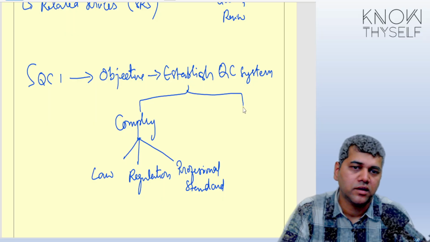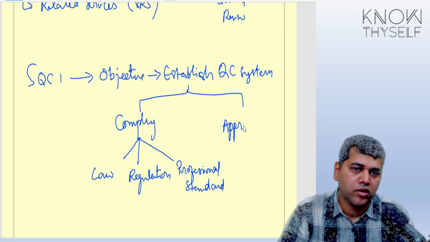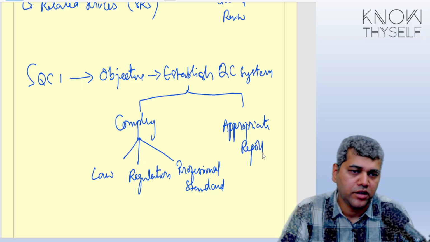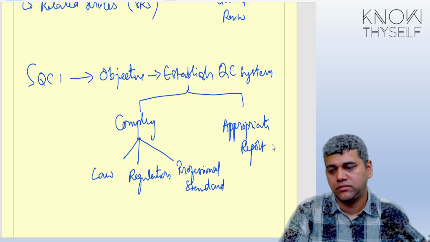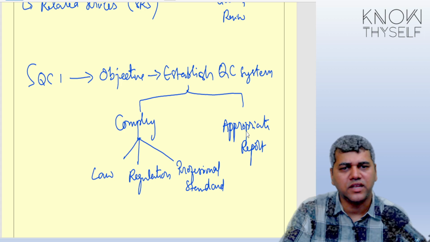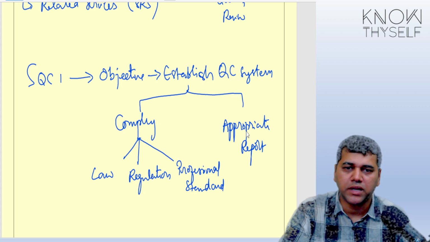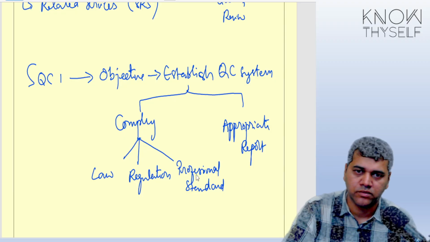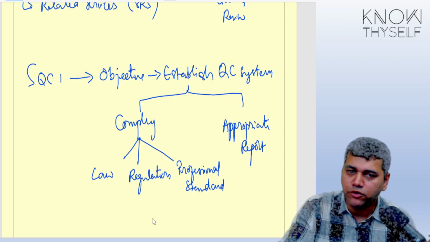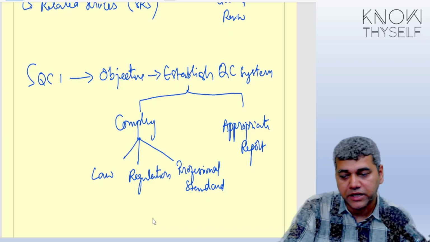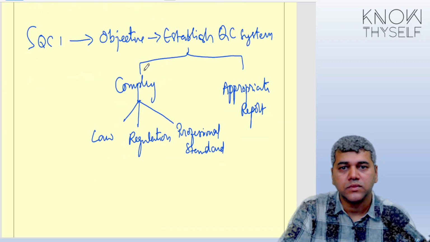Then appropriate report. That's it. There are only two objectives. You have to comply with the law, regulation, and professional standard. Who has to comply? The firm and the personnel. After constant reading, you understand it, but this is what you need to remember, students. And an appropriate report has to be issued. Now, this is your objective.